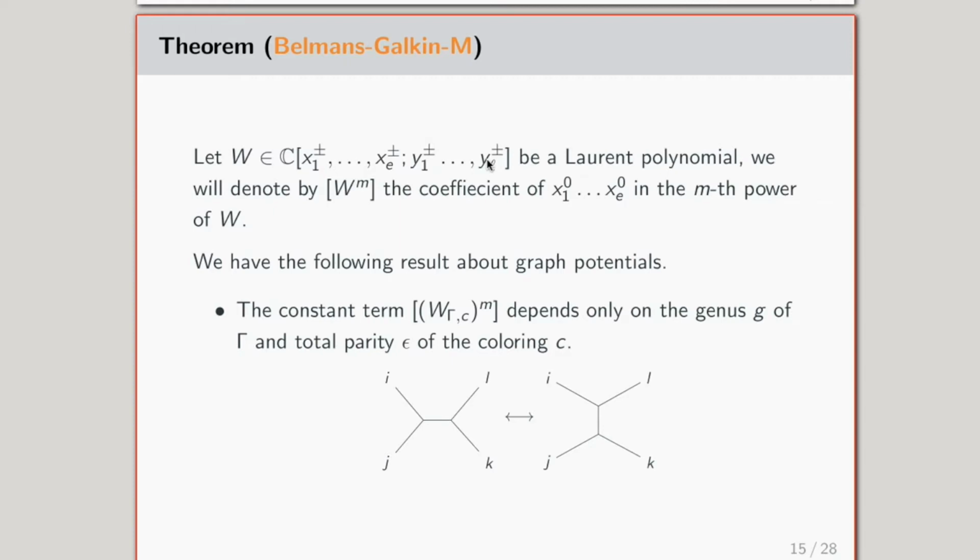So if you look at an open graph and construct this graph potential function, and look at the constant term, where the powers of the edge variables are 0, then it will be a function in terms of the half edge variables. So then it only depends upon the genus and the total parity of the coloring. That means whether the number of blue vertices is odd or even. So that's the theorem.